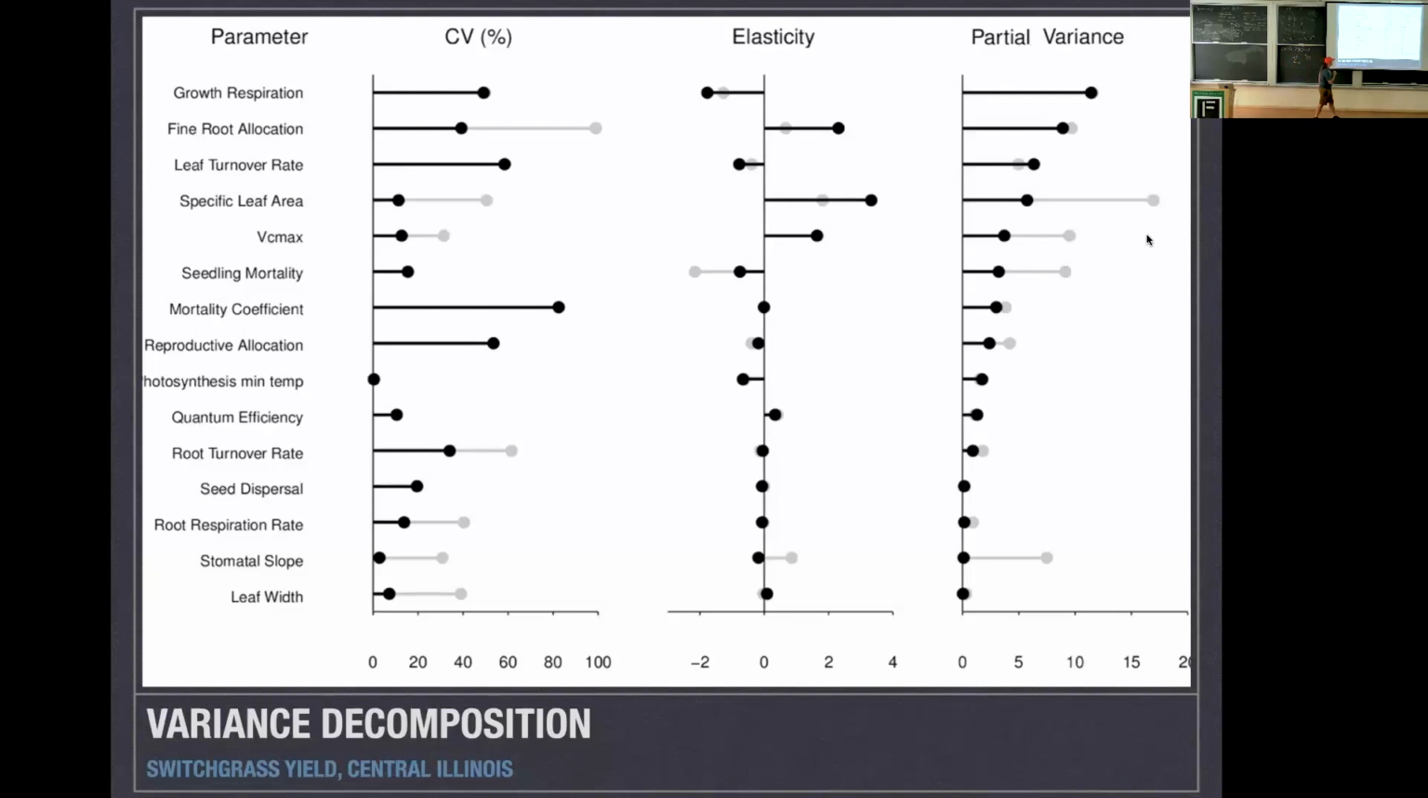Here's a question for that specific pair, leaf turnover rate and specific leaf area. If I want to reduce the uncertainty in this model, which one should I target for further field research? And why?